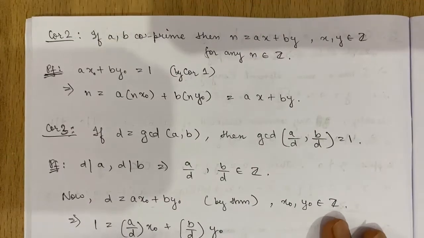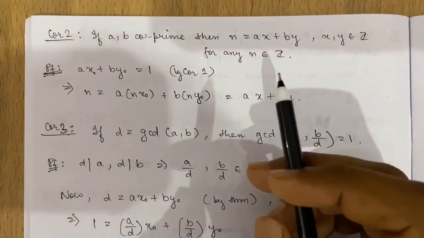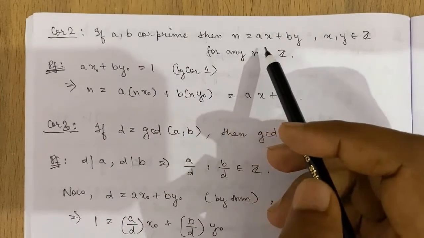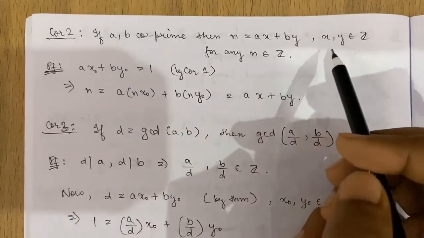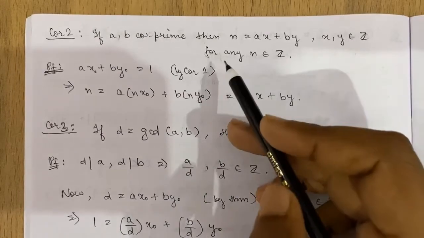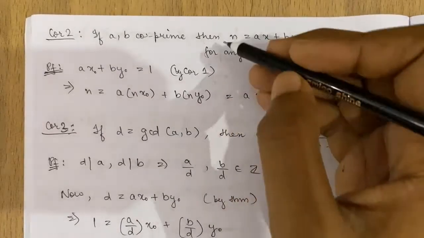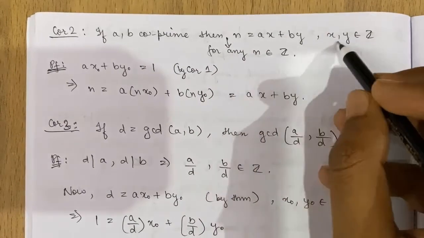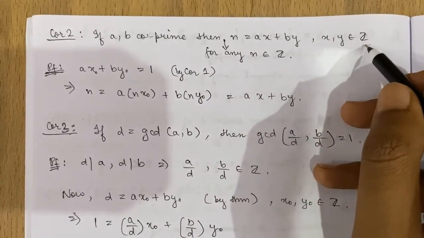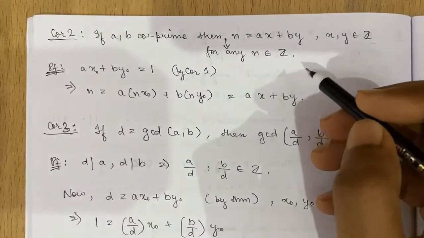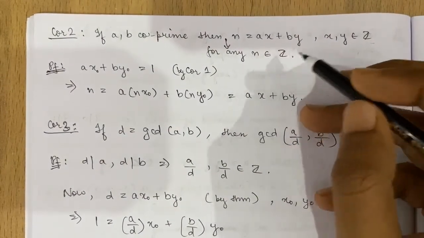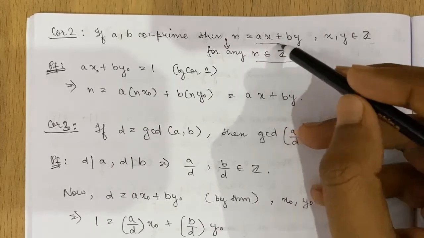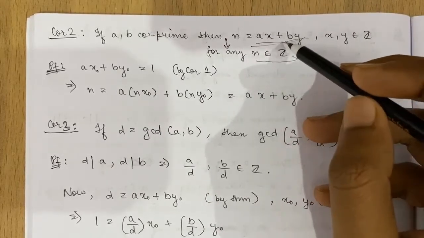Now let's look at corollary 2. This is also useful. So if A and B are coprime, then for any integer n, n equal to ax plus by, where x and y belong to Z. So basically what we are saying is, if A and B are coprime, then any integer could be written as a linear combination of A and B.